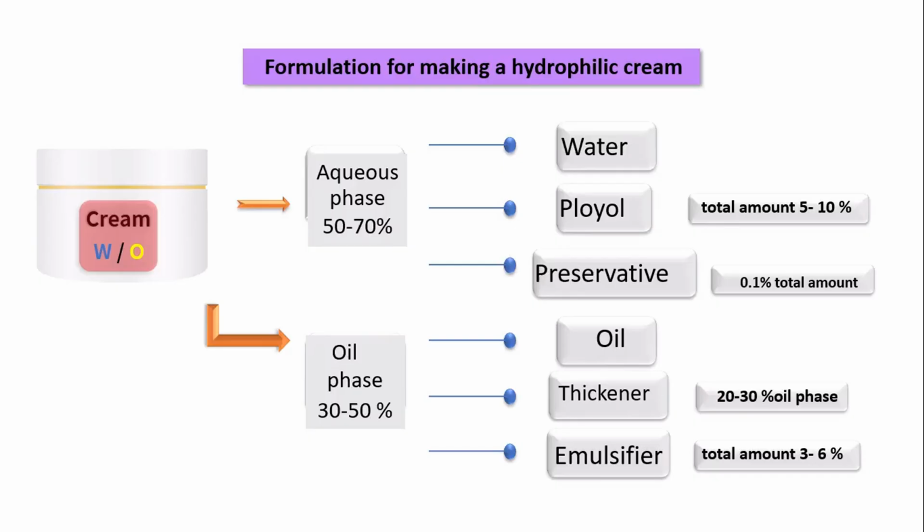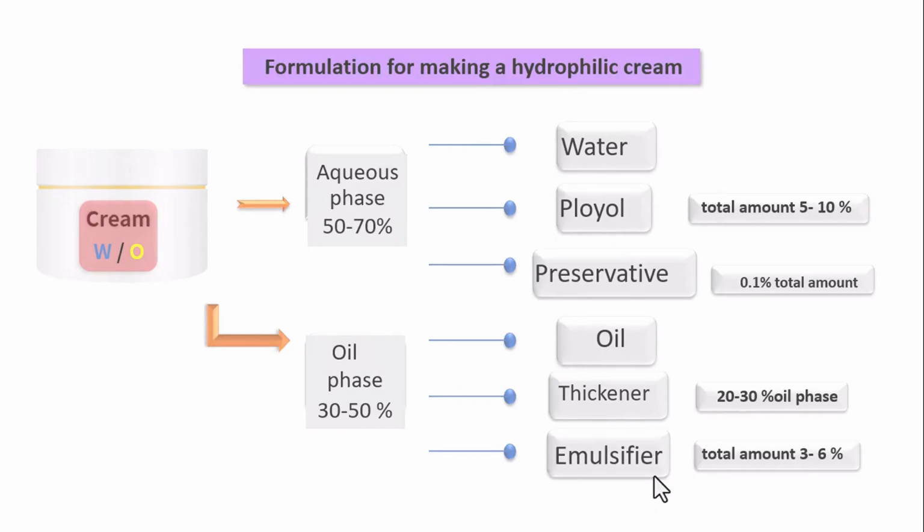Now, let's see what the percentages of each component are. Polyols usually make up 5 to 10% of the total amount of the cream. Preservatives, depending on the type, usually make up about 0.1% of the total amount. Thickeners make up 20 to 30% of the aqueous phase. In the example we'll go through, we'll fully explain how these percentages work, and the emulsifier makes up 3 to 6% of the total amount.